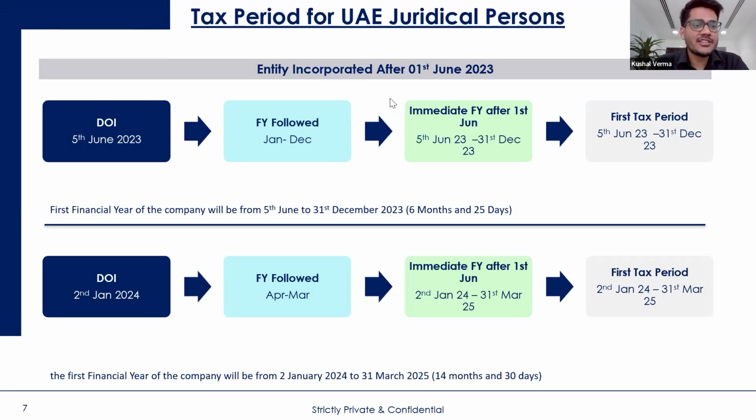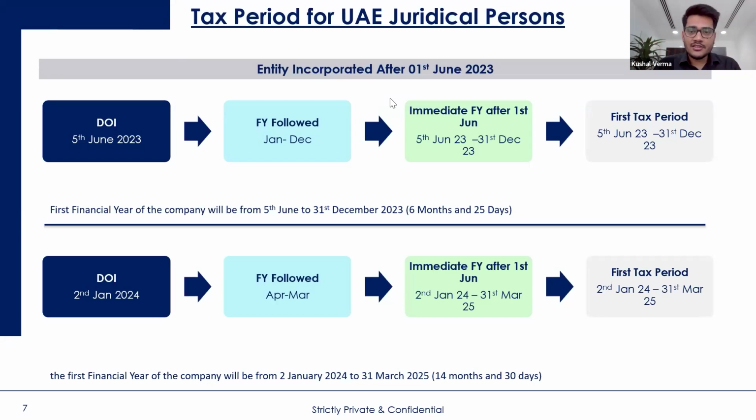Now, taking another example for entities incorporated after 1st June 2023. Say an entity is incorporated on 2nd Jan 2024, but that company is following April to March as a financial year. As per financial reporting standards and company law, the company has to prepare its financials for January 2024 to March 2025, which is around 15 months. For 15 months, they have to prepare their financials.